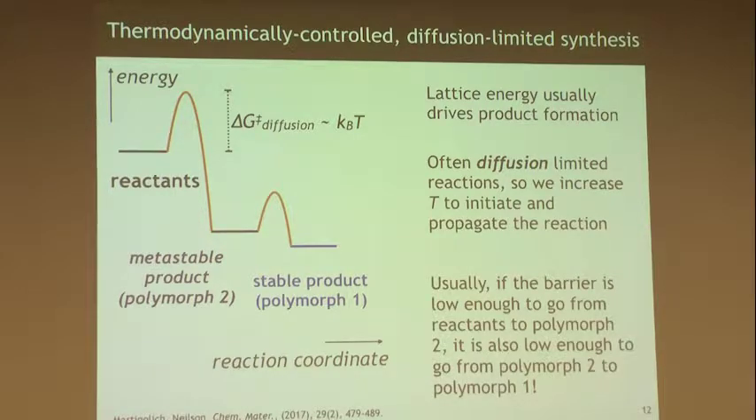So usually in this kind of a setting, if the barrier is low enough to go from reactants to this metastable product, there's usually enough thermal energy to keep going all the way to the most stable polymorph in the system. So it's very hard to stop your reaction here.